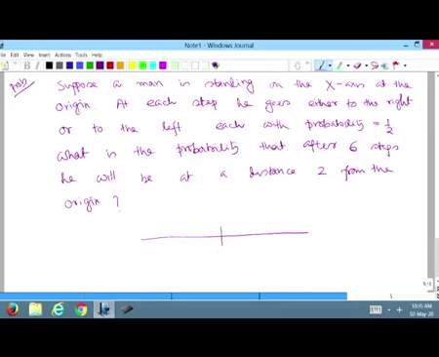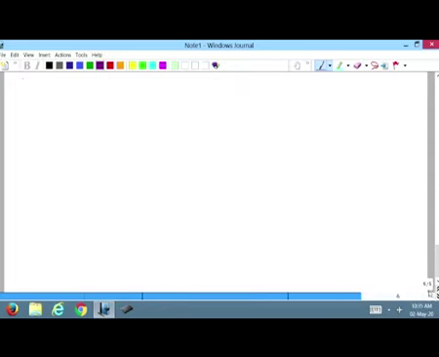So, here is the initial position. He can go either in this direction or in this direction with probability half and half at each step. We want that after 6 steps he is here or here. What is the probability? So, how to do that?